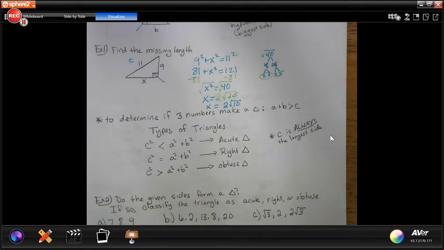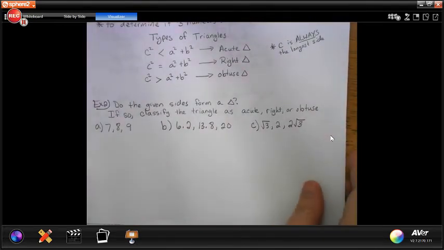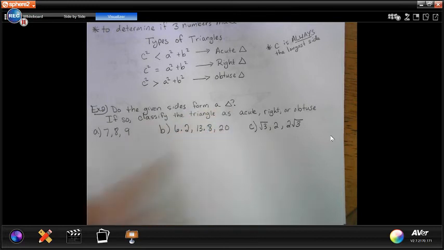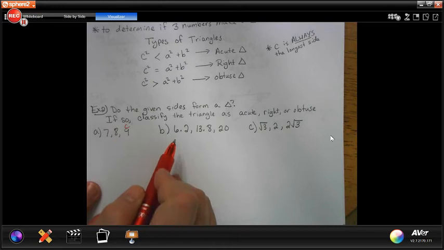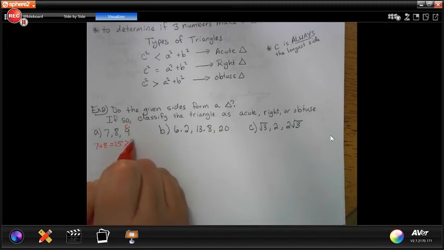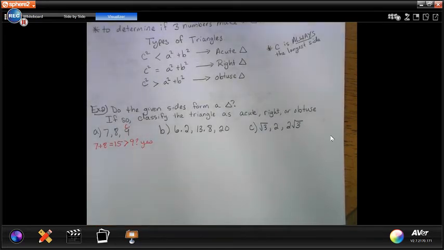Okay. So, example 2. Move the camera a little bit. Okay. So first off, we have to figure out, do the given sides form a triangle? So first, identify what your C is. Okay, my C is 9. 7, 8, 9, 9 is the bigger number. Okay. So to figure out if they form a triangle, you take 7 plus 8, which is 15. And then you check, is 15 greater than 9? Yes, it is. Okay? So it is a triangle.